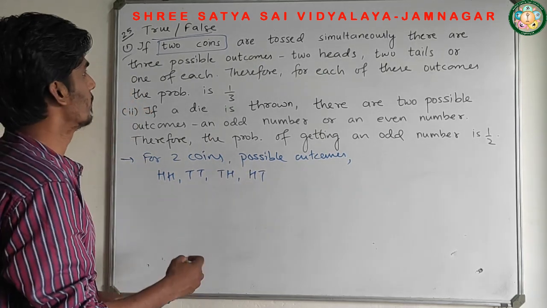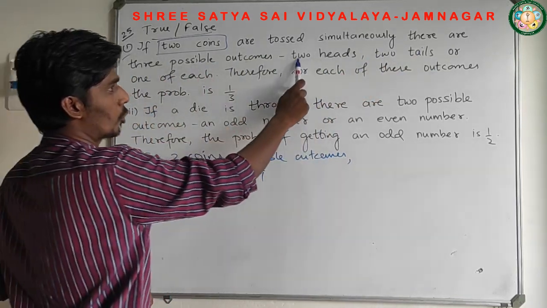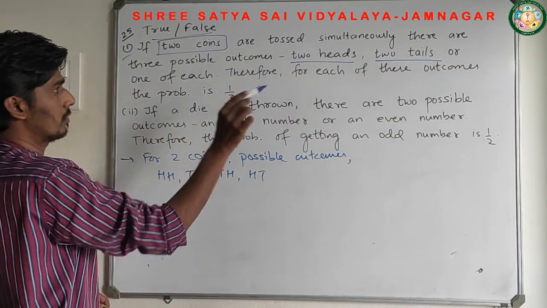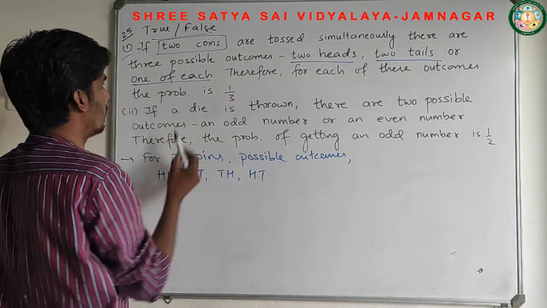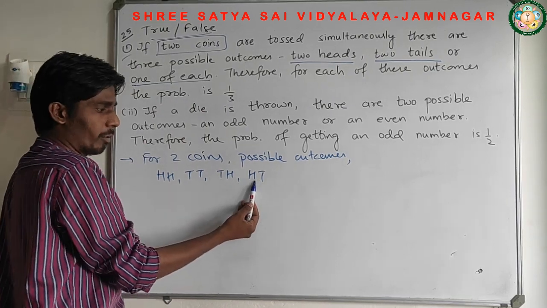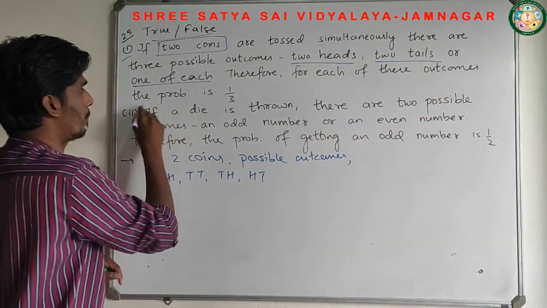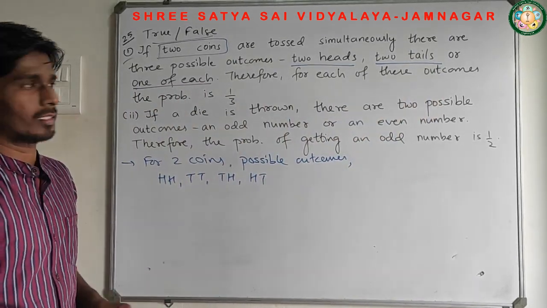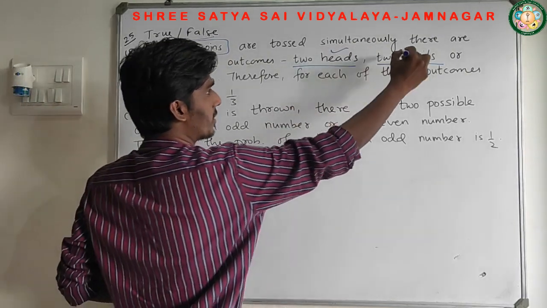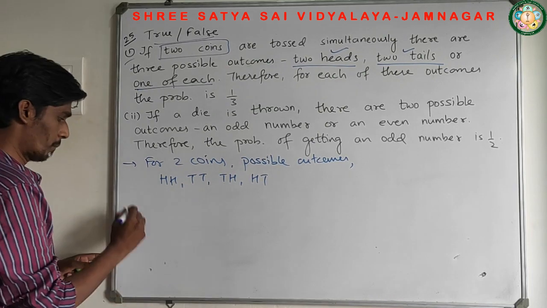Correct? Then there are 3 possible outcomes: 2 heads, 2 tails, or one of each of them. One of each of them means one head and the other tail, and one tail and the first head. Therefore, for each of these outcomes, the probability is 1 by 3. So we have to find the probability for 2 heads, 2 tails and one of each.